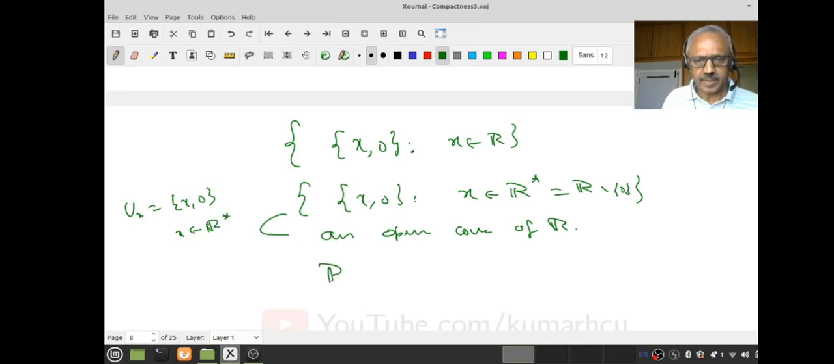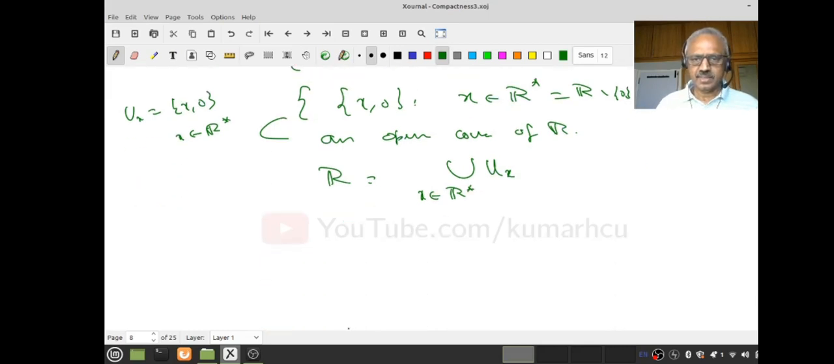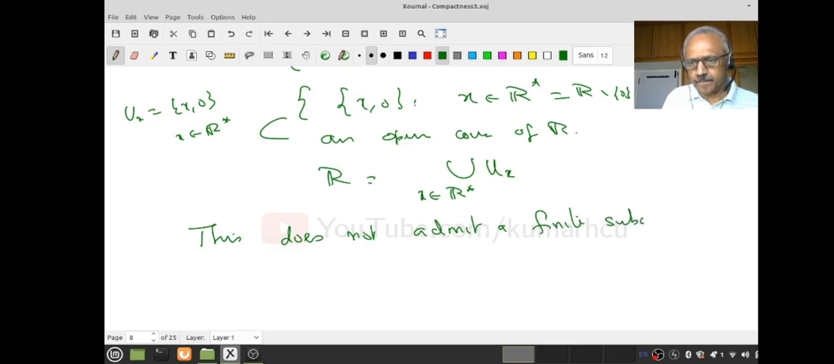Then R is the union of U_x as x varies over R star. 0 belongs to any one of the U_x, and x belongs to U_x. And this has no finite subcover. That's very clear. Why?